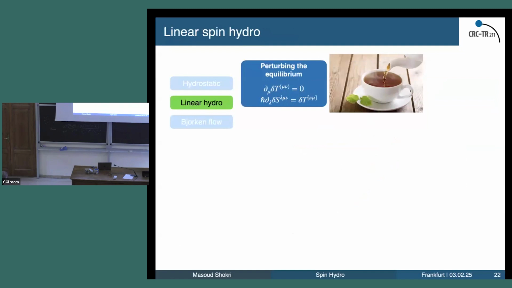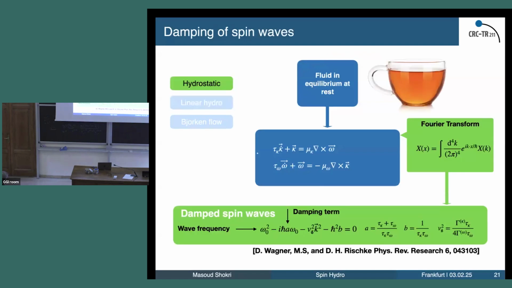The longitudinal waves actually do not propagate. The transverse ones are the damped spin waves. They actually propagate, but damped. The speed is here.